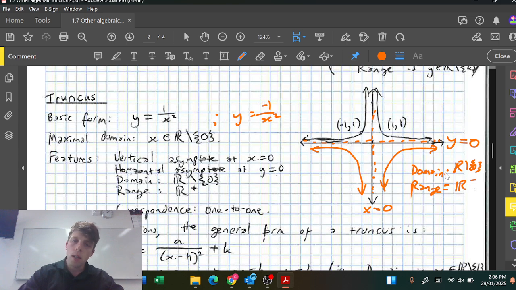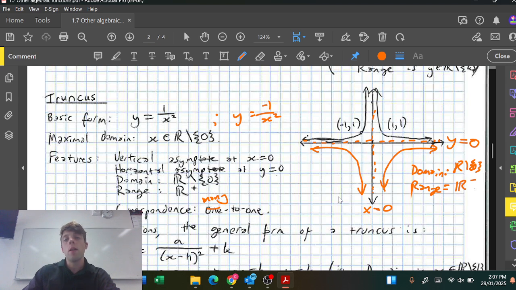No, I think the correspondence here is many to 1. So I think this should say many to 1. So it's still a function. Every input maps to a unique output. But say, for example, if we take the points -1 and +1, if we put -1 into this equation, we get 1 over 1, which is 1. And if we put in 1, we get 1 over 1, which is also 1.